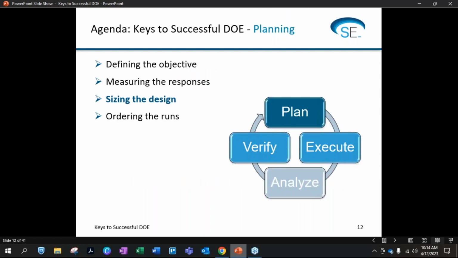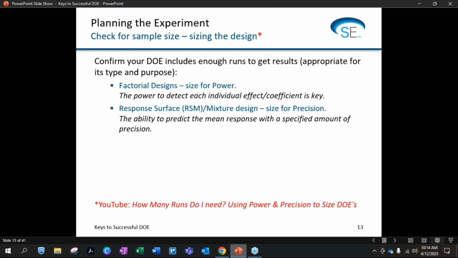All right, let's talk about the sizing of a design, or getting the right sample size. So you want to confirm that your DOE has enough runs to get results. And the way that you size a design depends on the type of DOE that you have. So for instance, factorial designs, you may have heard we size for power. And power means the ability to detect an individual effect.